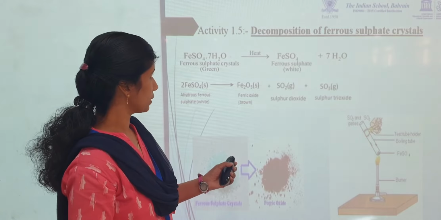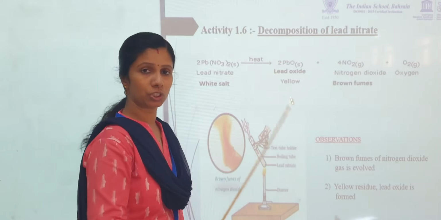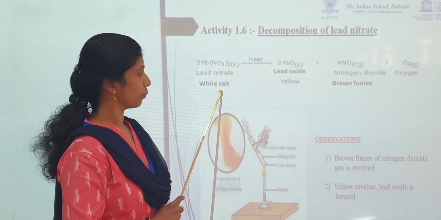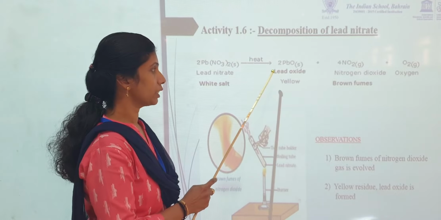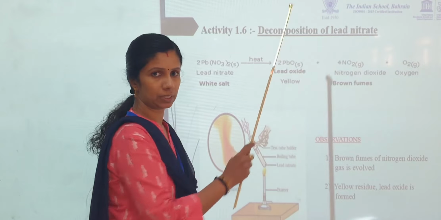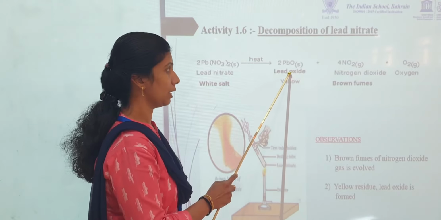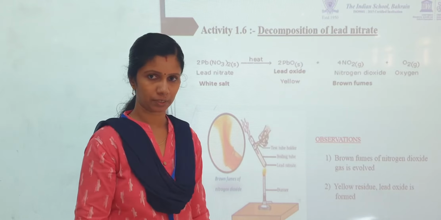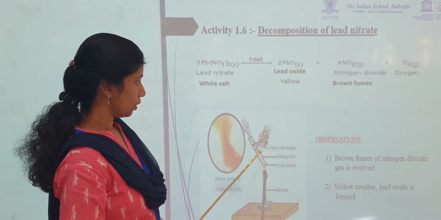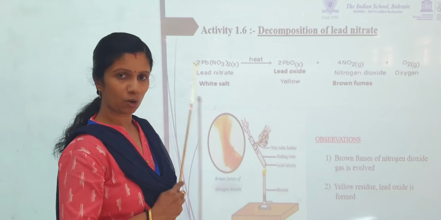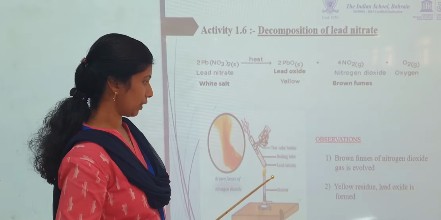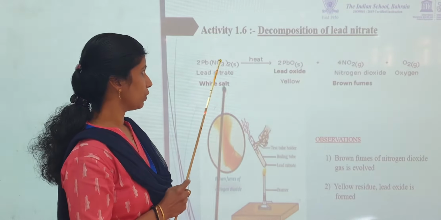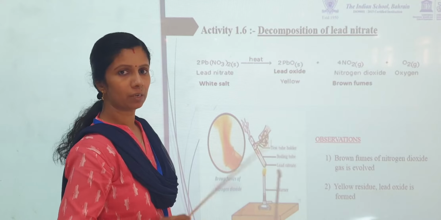Let us check one more example. Decomposition of lead nitrate. Lead nitrate is a white color salt. On heating, it splits into three different substances: yellow color lead oxide, brown fumes of nitrogen dioxide and oxygen gas. Same as we did for heating of ferrous sulfate crystals, you have to take a dry boiling tube, take about 2 grams of lead nitrate and heat it over a burner.